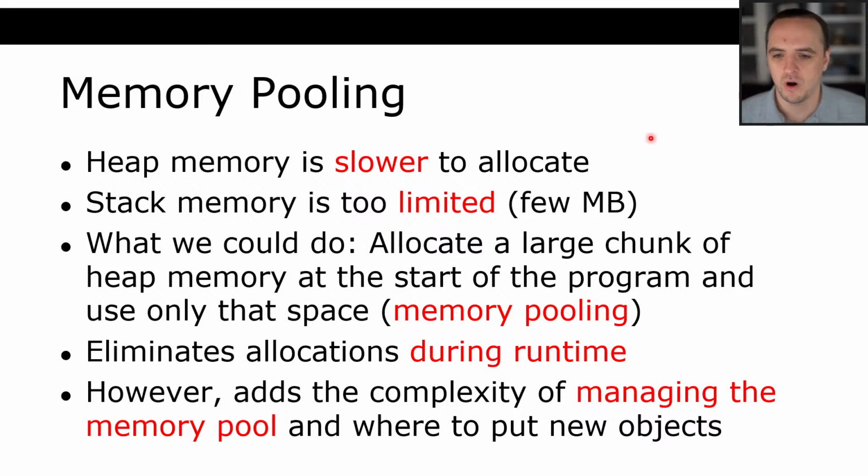Memory pool. What we can do in order to help eliminate those dynamic memory allocations is pre-allocate a big chunk of memory with one big malloc at the beginning, and then use that memory ourselves and manage it ourselves so we never have to call that heap allocation again.